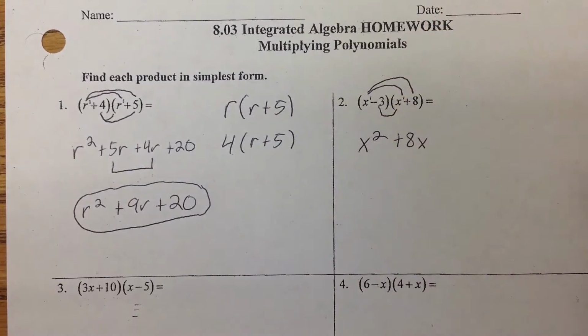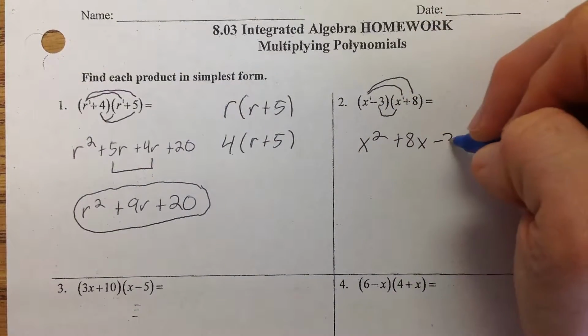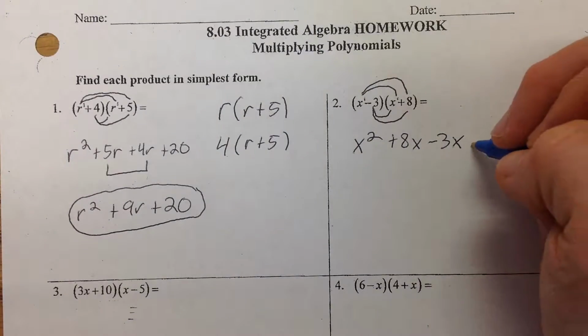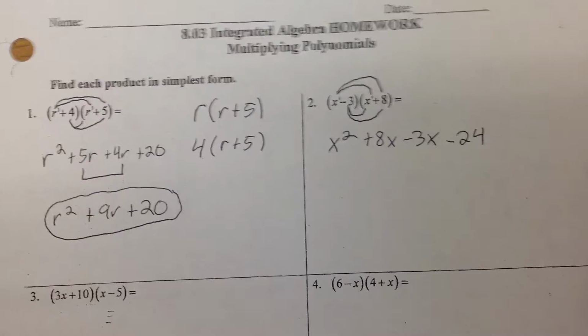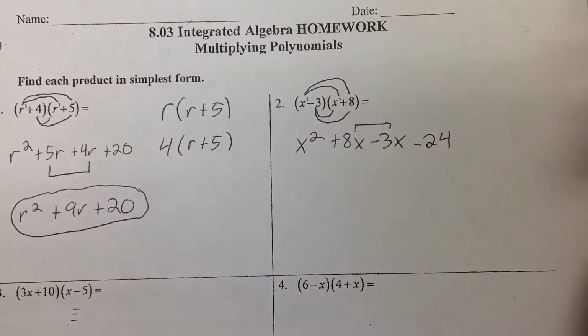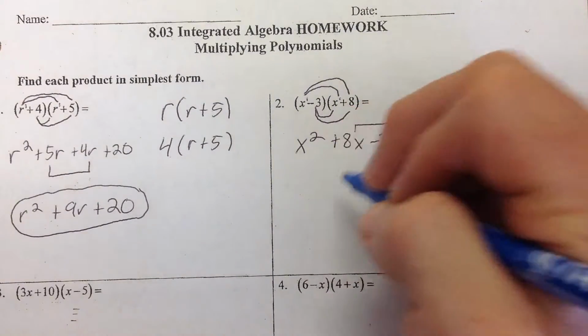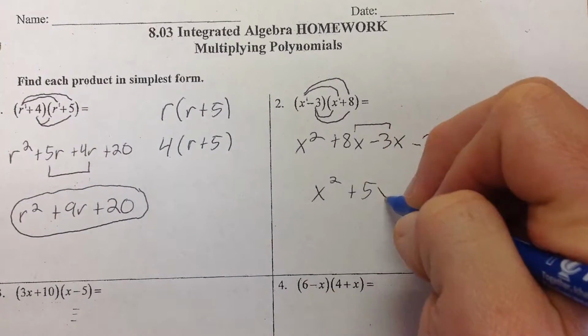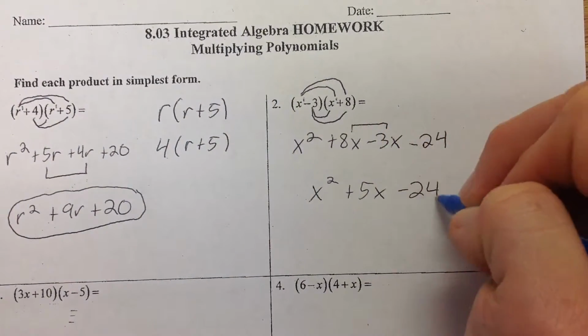We're going to do negative 3 times x and get negative 3x. And then we're going to do negative 3 times negative 8 and get a minus 24. Our middle two terms here are like terms, so we can combine those. And we get x squared plus 5x minus 24.